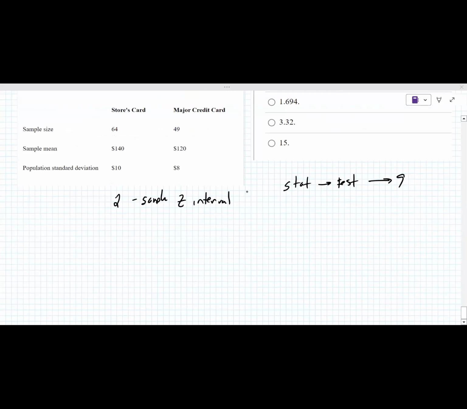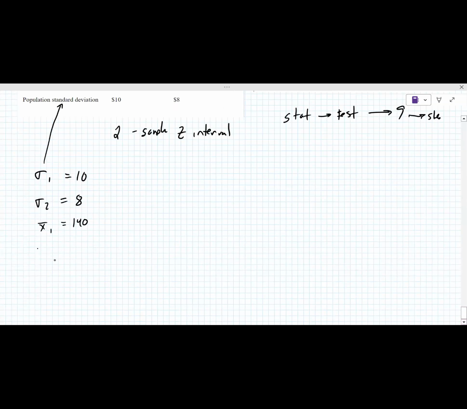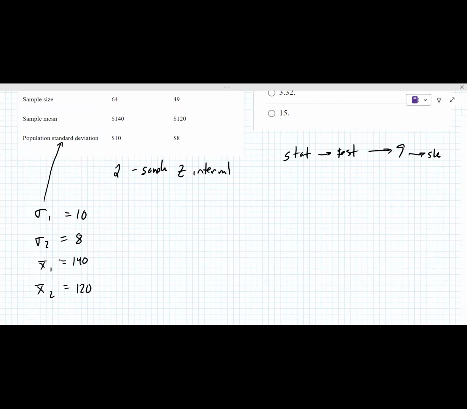So you want stats because you don't have the data. And then I see sigma 1. Yes. So sigma 1 this time is 10. It is 10 because it's not giving you the variance. It is the standard deviation. Sigma 2 is 8. Then X bar 1 is 140. X bar 2 is, scroll up here. N1? N1 is 64. It's the sample size. And then N2 is 49.